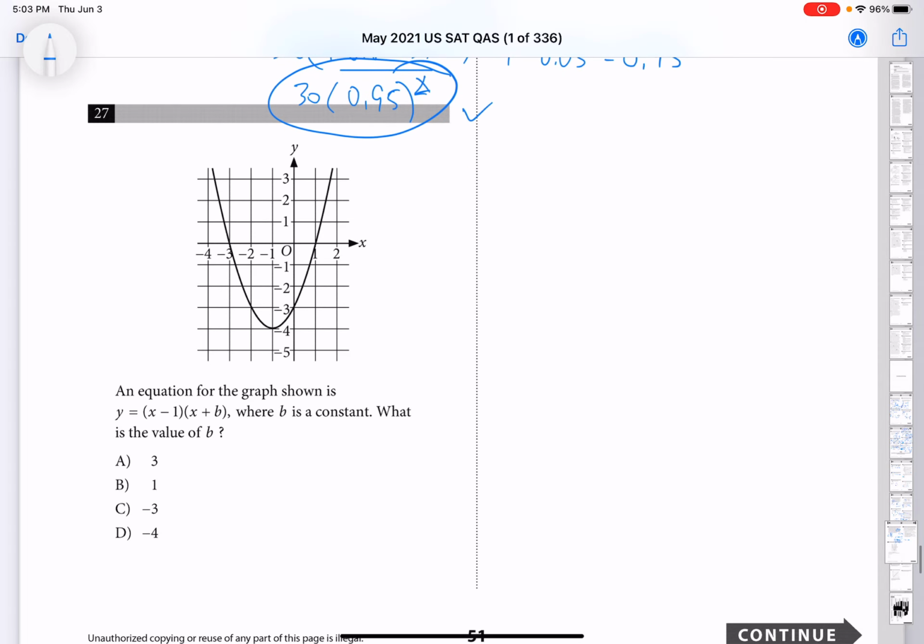All right, 27. It says, an equation for the graph shown is y equals x minus 1 times x plus b, where b is a constant. What's the value of b? All right, so x minus 1 corresponds to this root, and x plus b corresponds to this root. So what we do is we do opposites. Since this is a positive 1, we put a minus 1. If this is a negative 3, then we do a plus 3. So for number 27, the answer should be A.